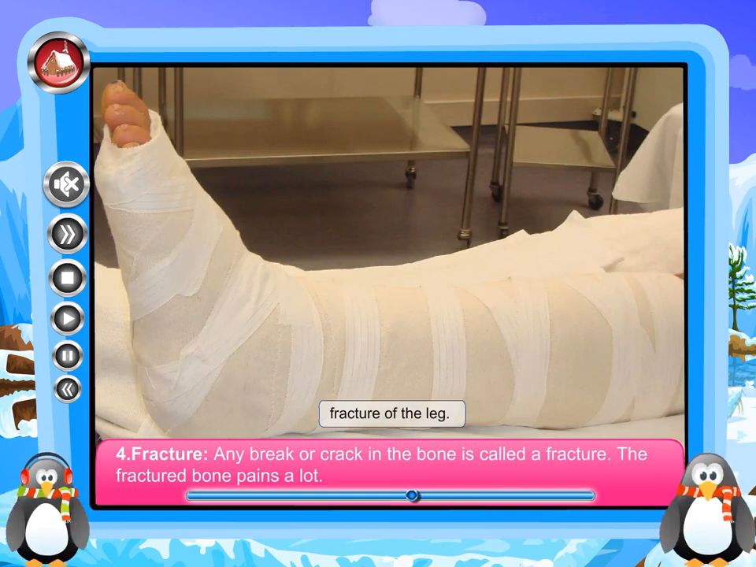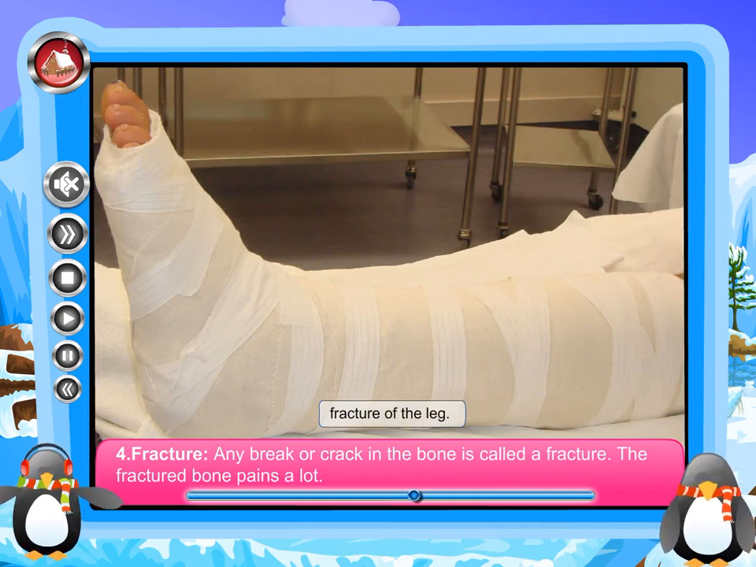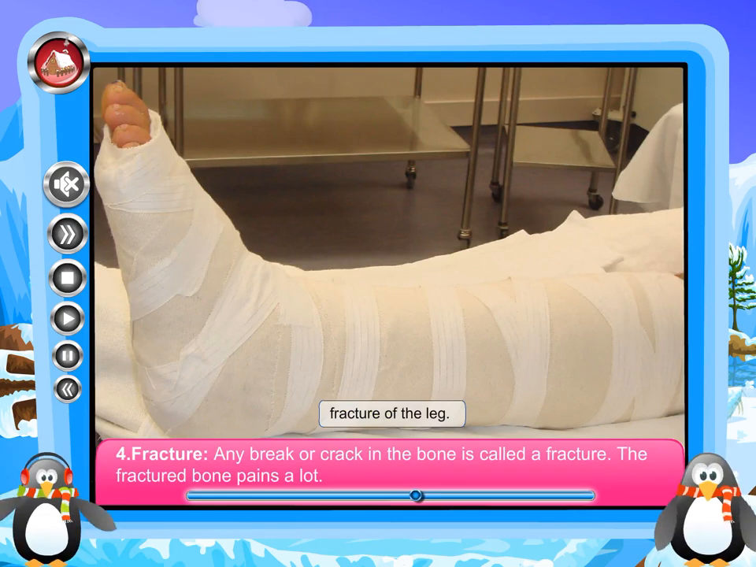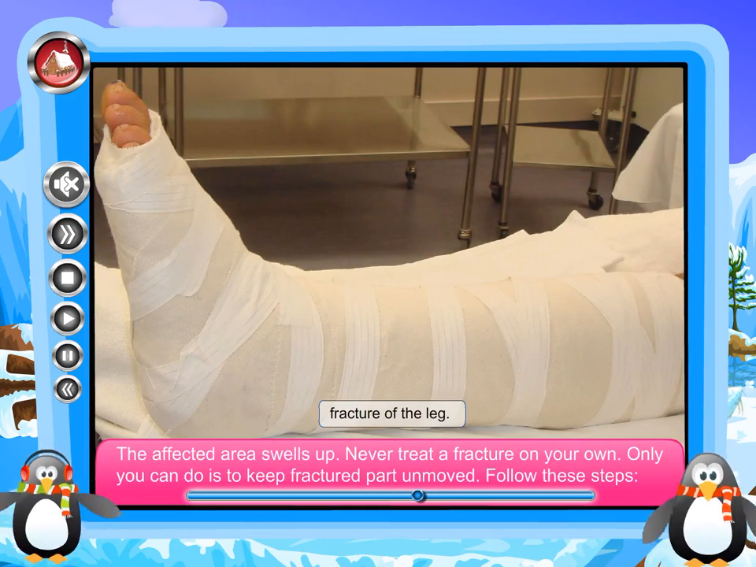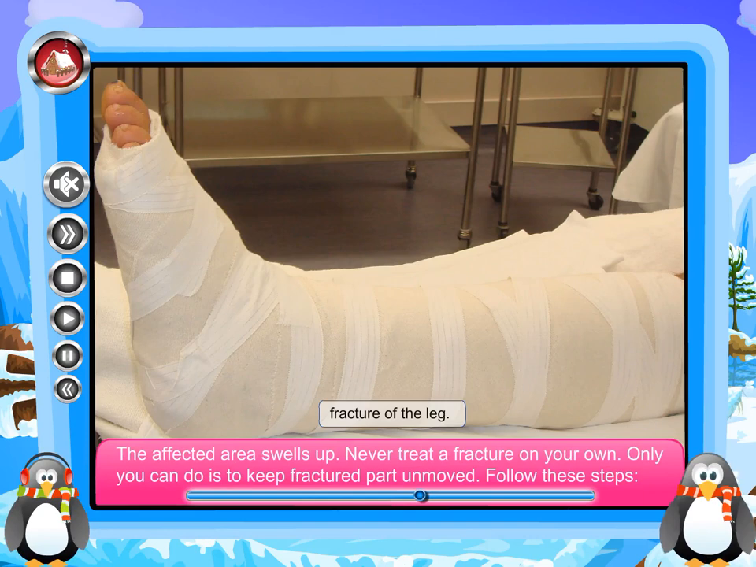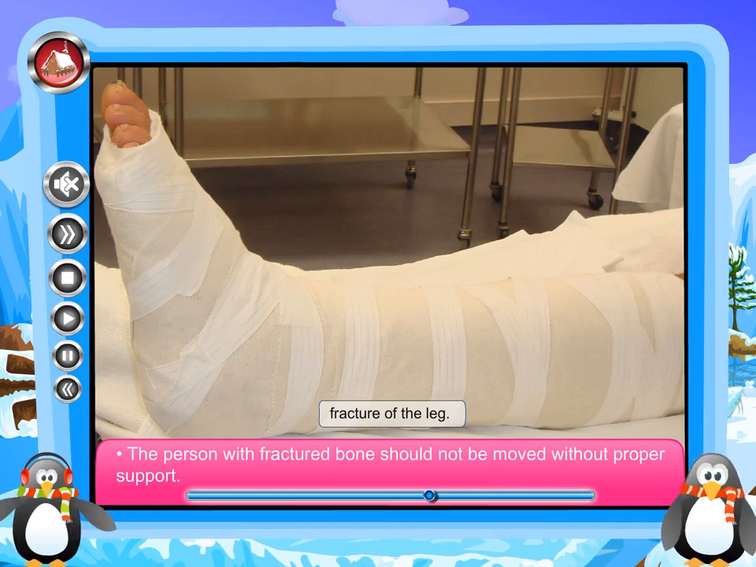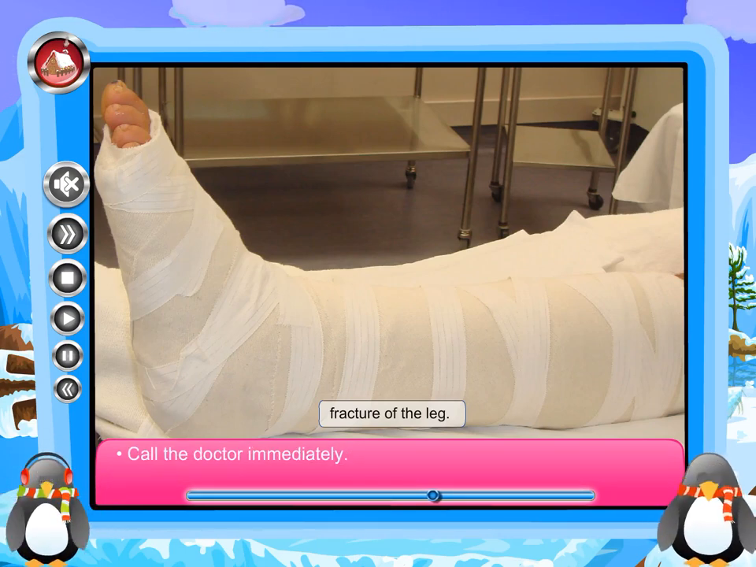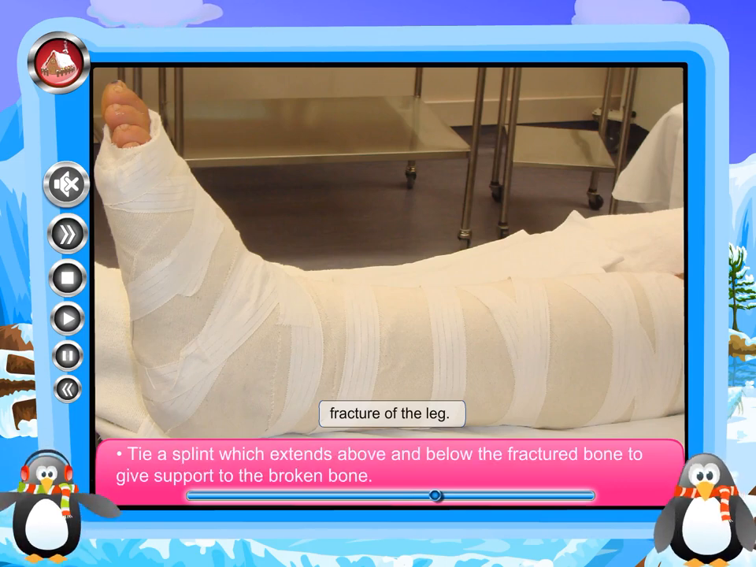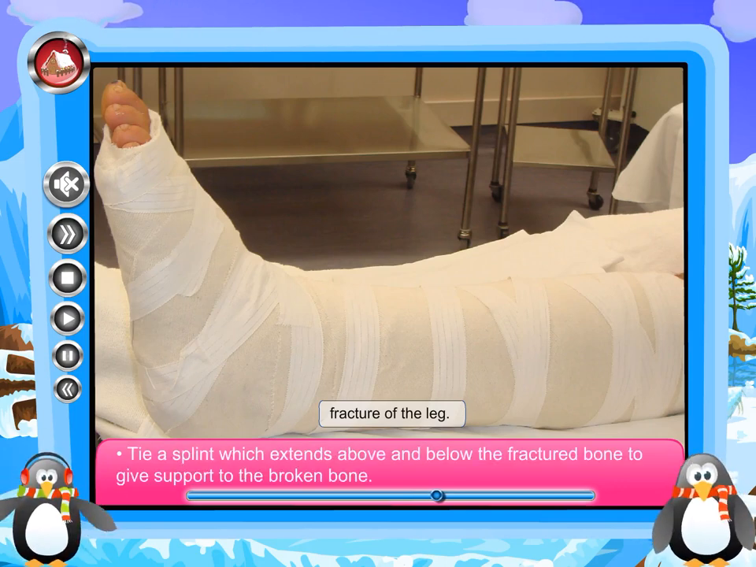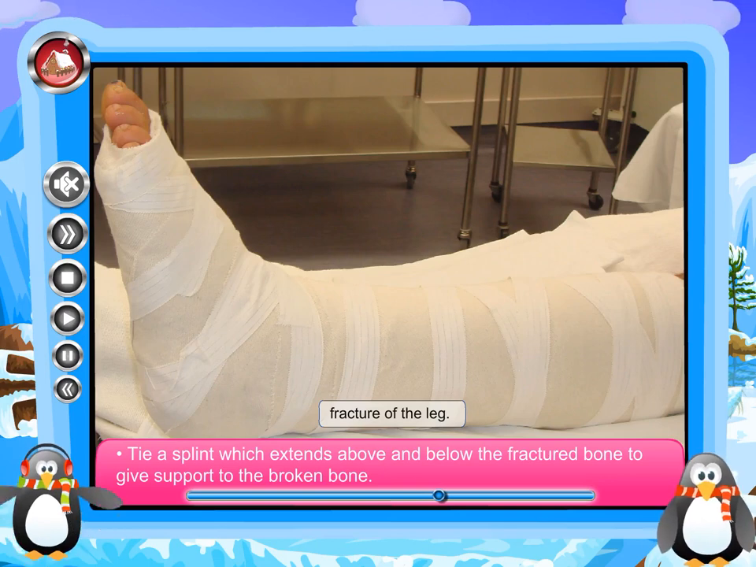Fracture. Any break or crack in the bone is called a fracture. The fractured bone pains a lot. The affected area swells up. Never treat a fracture on your own. The only thing you can do is to keep the fractured part unmoved. Follow these steps. The person with fractured bone should not be moved without proper support. Call the doctor immediately.